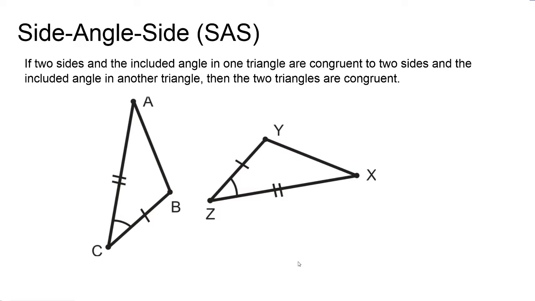The side angle side congruence shortcut states that if two sides and the included angle in one triangle are congruent to the two sides and included angle in another triangle, then the two triangles are congruent. So because I have AC congruent to XZ, and then I have BC congruent to YZ, and the angle between them, angle Z and angle C, are congruent, I can then state that triangle ABC is congruent to triangle XYZ.